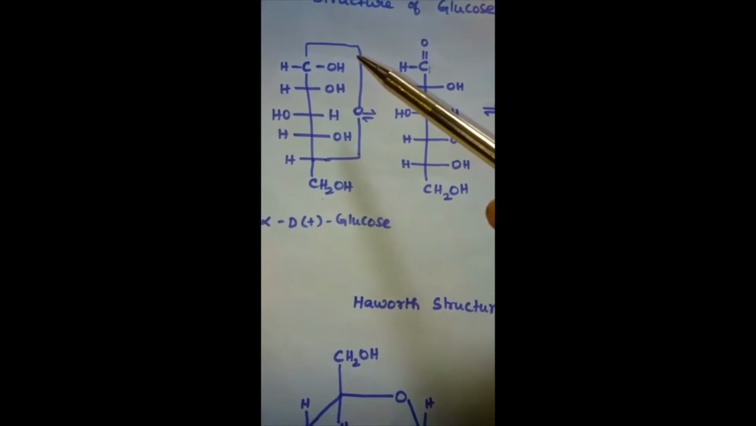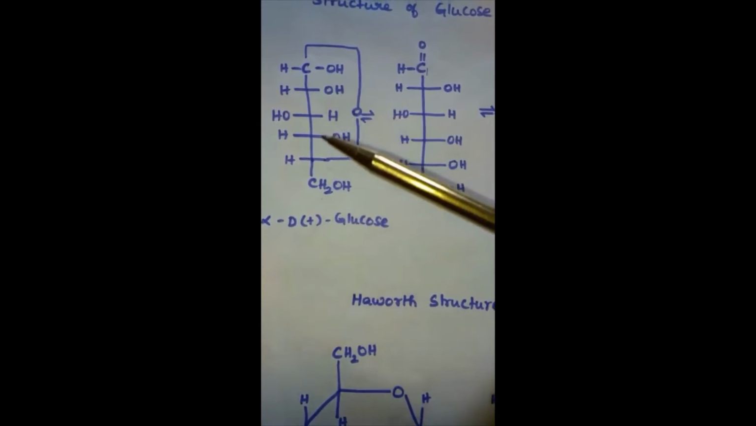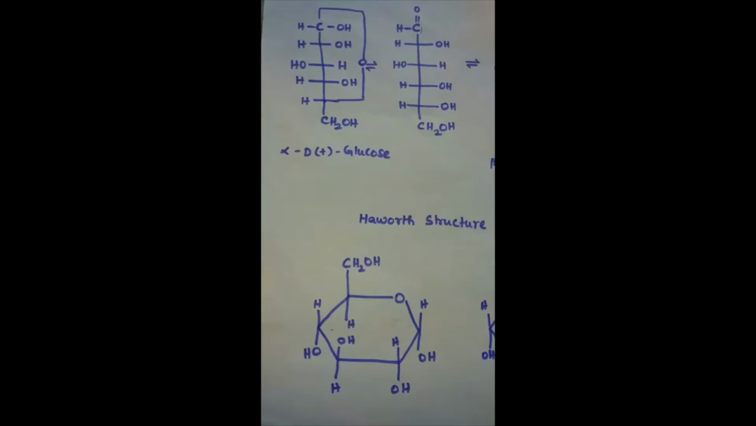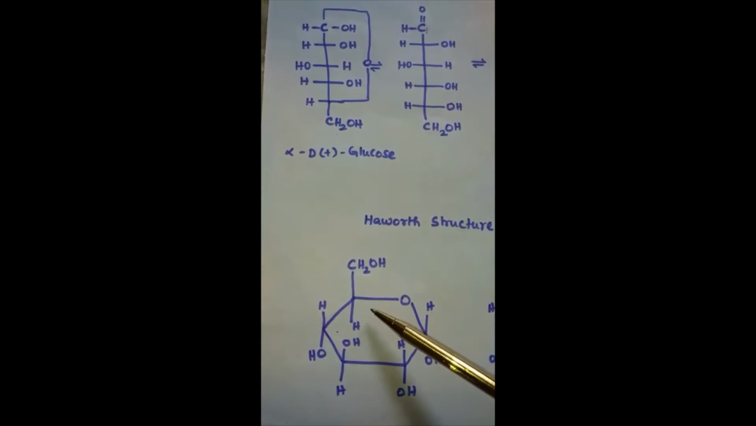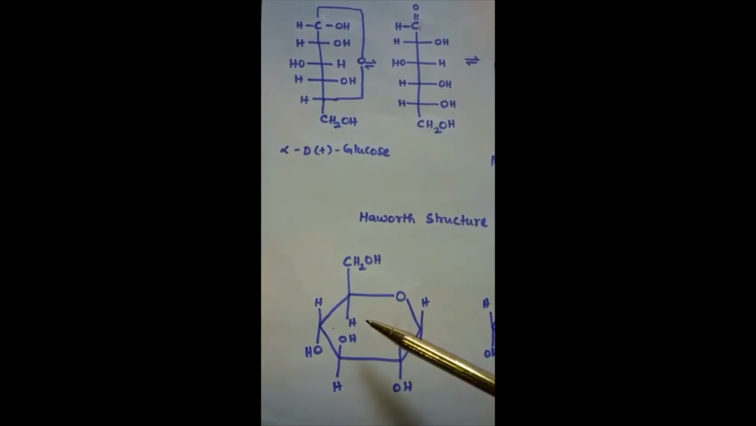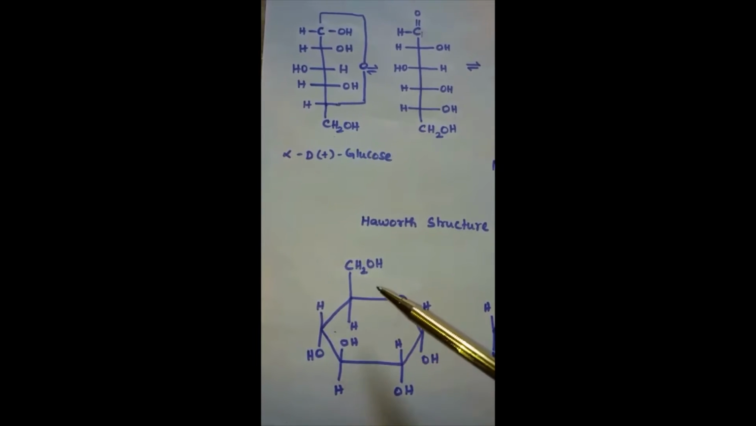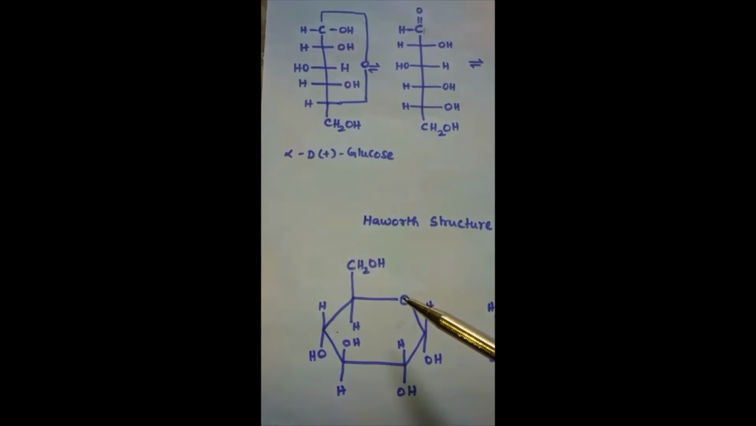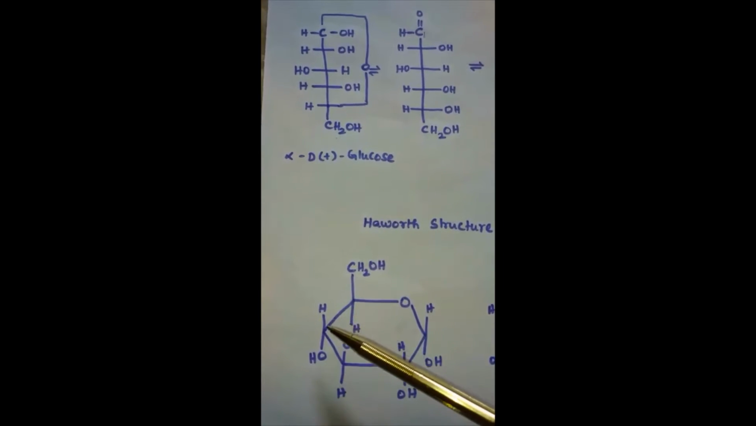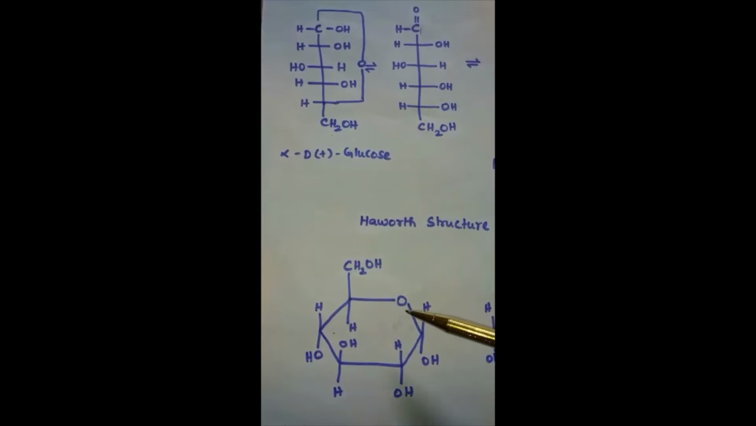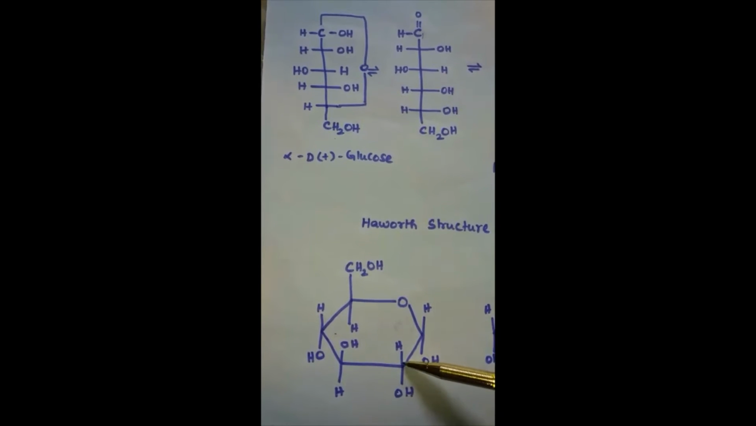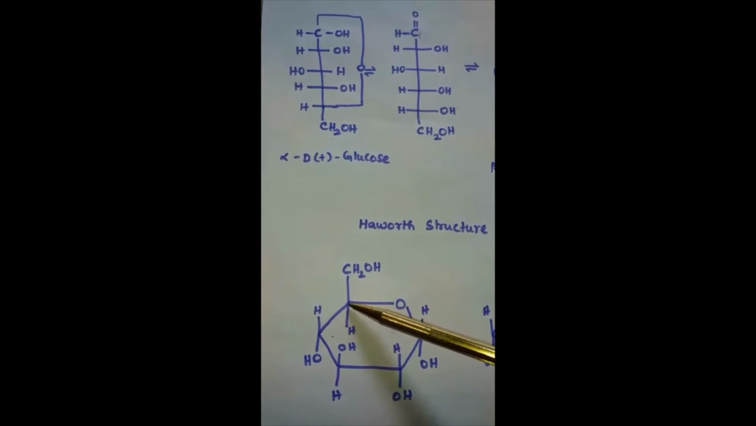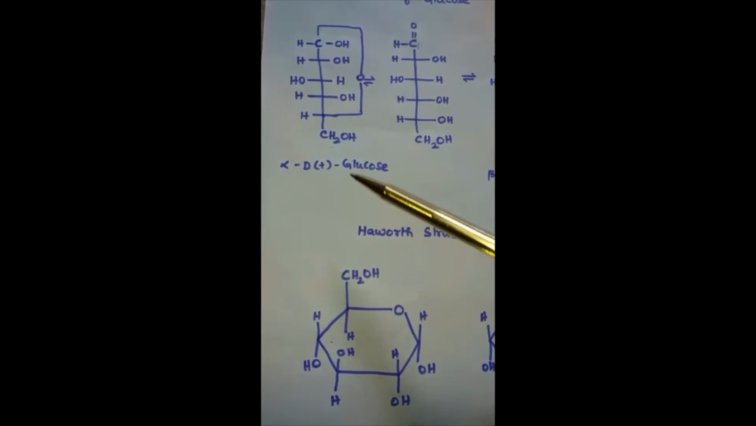Now let's see how to draw the Haworth structure. This Haworth structure is also known as Pyranose structure. This is the Haworth structure of alpha D glucose. How to draw? It's having a 6-membered ring with one oxygen atom at one vertex. Remaining, we are having 5 carbon atoms. This is the first carbon atom, this is the second carbon atom, this is the third one, this is the fourth one, fifth one, and this is the sixth carbon atom over here.